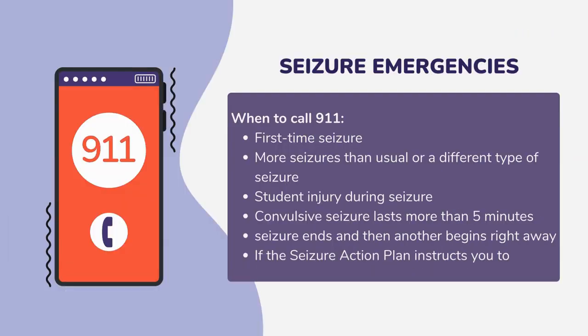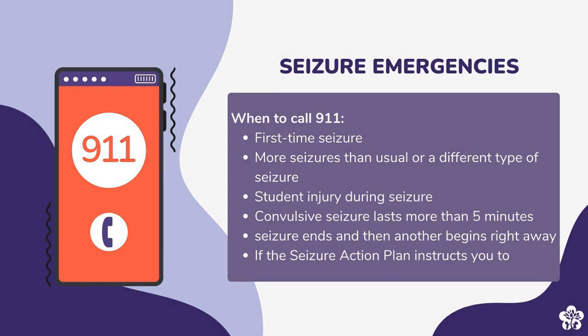Most seizures will not be emergencies. However, there will be some instances in which you will have to call 911. A first time seizure, if a student had more seizures than usual or a different type of seizure, if the student got injured during the seizure, if a convulsive seizure lasted more than 5 minutes, if the seizure ends and another begins right away, and finally, if the seizure action plan instructs you to call 911.